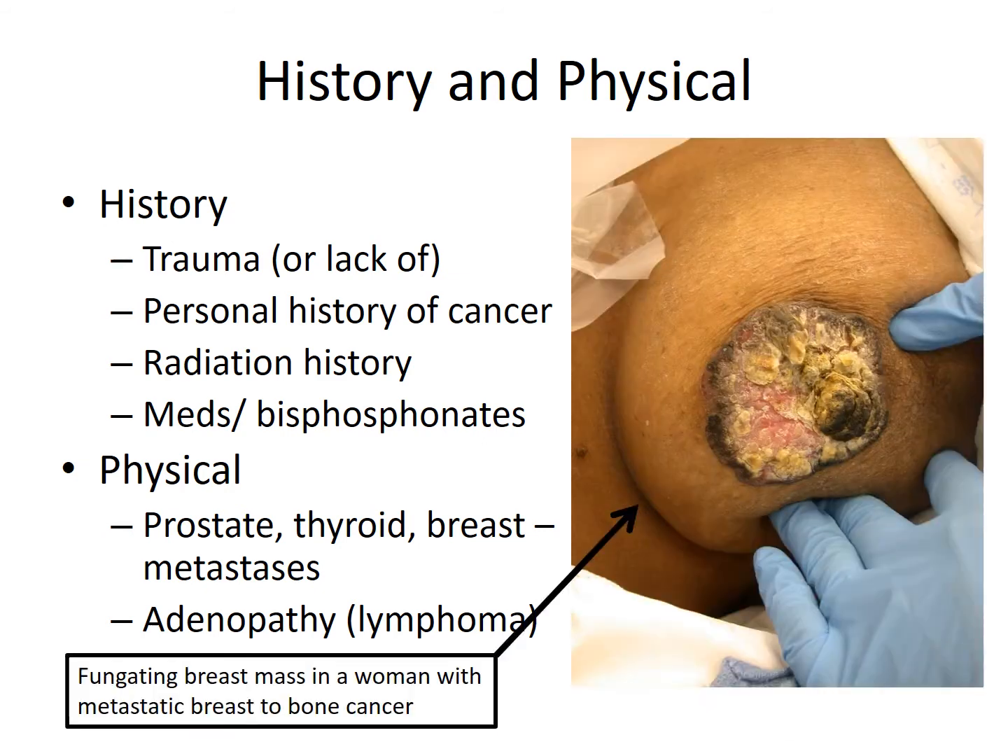This is a patient who presented to me, and she had seen 2 physicians before me. No one had examined her breast to find this fungating breast lesion. She clearly had metastatic breast cancer now that we knew she had a large fungating breast mass, and a diagnosis was made just on a history and physical exam.